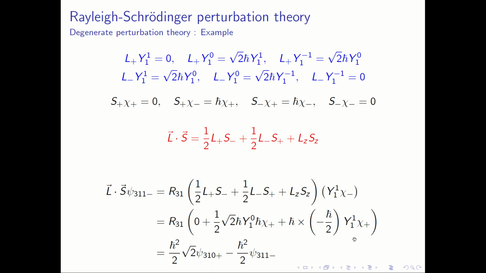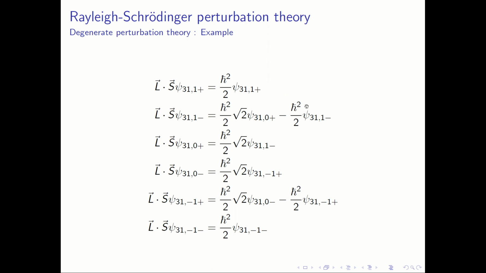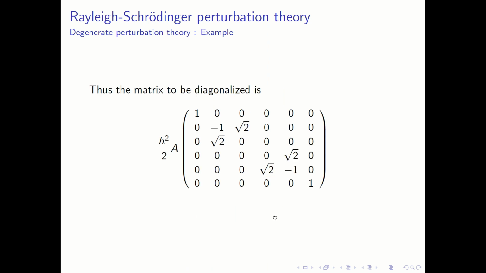So this is just an example, but you can easily apply L dot S on all the 6 terms and you can figure out what their effects are going to be. This is pretty straightforward. Of course, you should do it yourself. Now, this allows us to easily write down the matrix element for the perturbation.